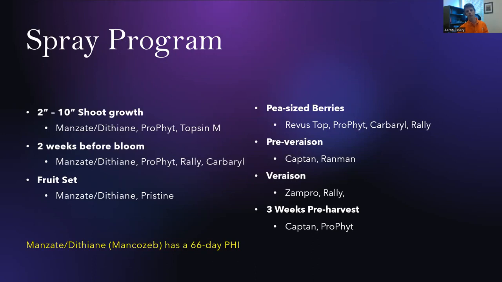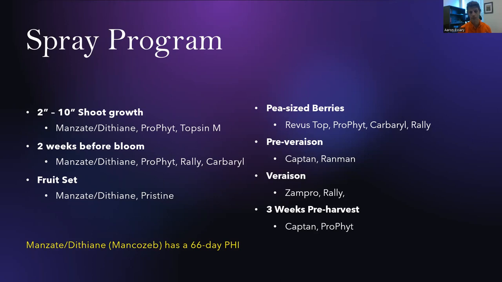So a spray program. We're talking about actually building a spray program and when to spray, how often I should spray, what to spray. So this is like an outline. Let's say, 2 to 10 inches of shoot growth. I would use Manzate Dithane, which is a mancozeb active ingredient. Down at the bottom, you see in the yellow, mancozeb has a 66-day post-harvest interval.